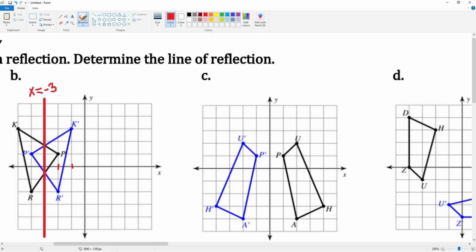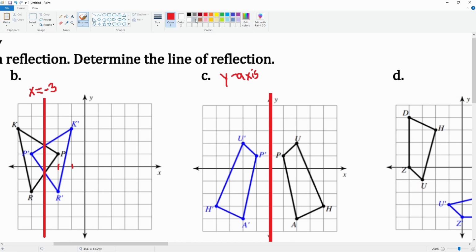Let's take a look for C. It looks like the line of reflection is over this axis because let's double check. Let's count the distance. 1 unit away, perfect. 1 2, 1 2, that's 2 units away. 1 2, 1 2, 2 units away. So that is correct.